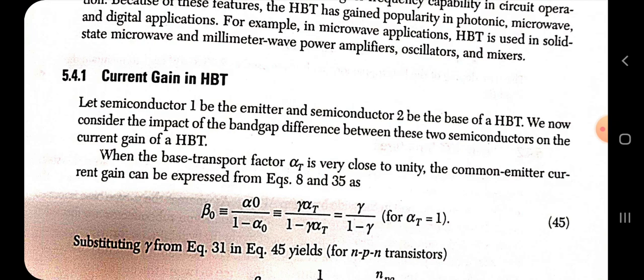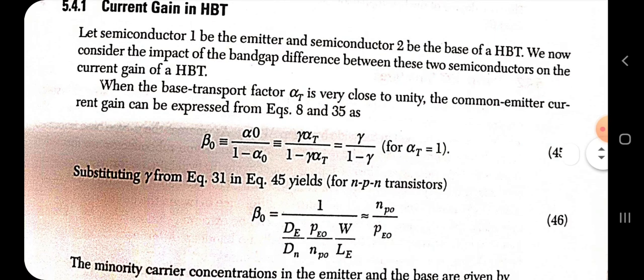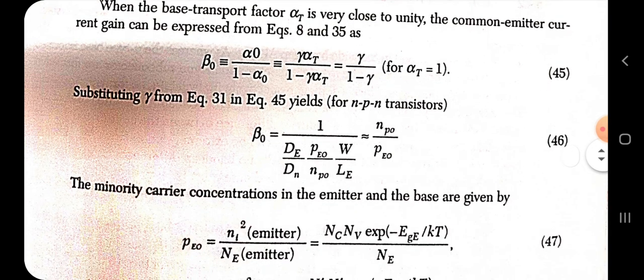When the base transport factor alpha T is very close to unity, the common emitter current gain can be expressed as beta 0 is equal to alpha 0 divided by 1 minus alpha 0. This is equal to gamma alpha T divided by 1 minus gamma alpha T, which is equal to gamma divided by 1 minus gamma for alpha T equal to 1. If we substitute gamma, we get for PNP transistors beta 0 is equal to 1 divided by (DE divided by DN, PE0 by NP0, W by LE). This is nearly equal to NP0 by PE0.